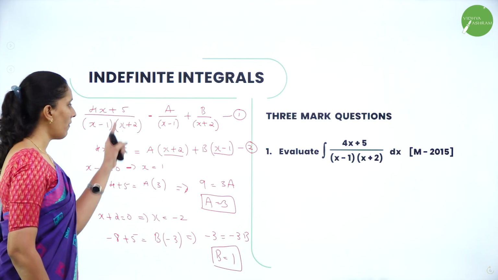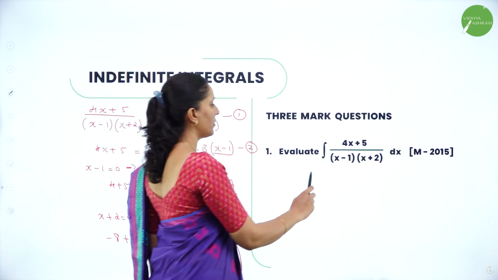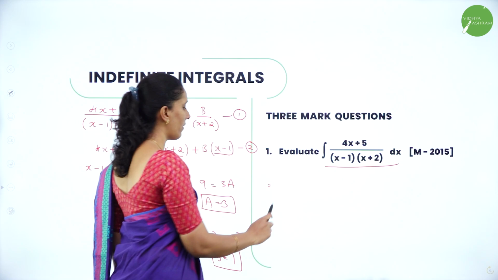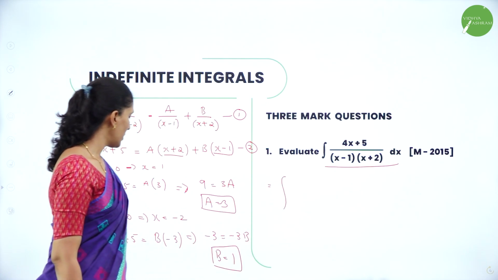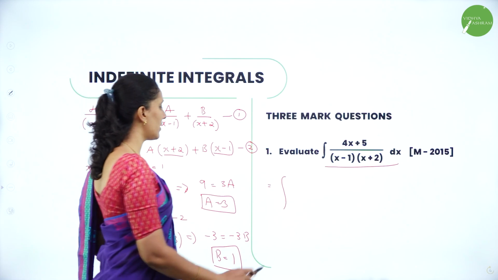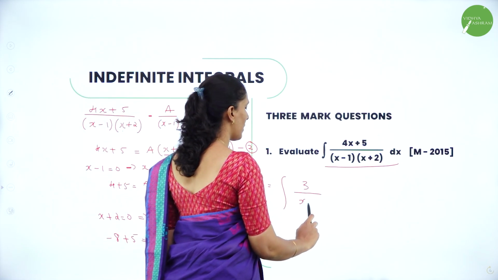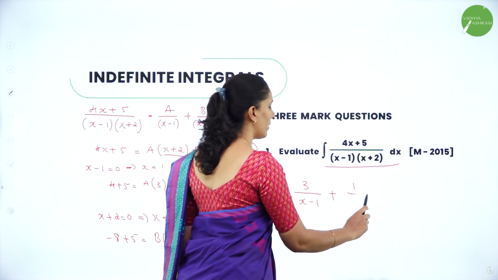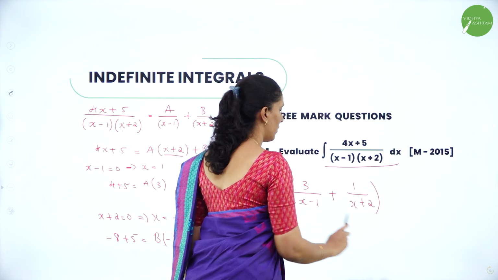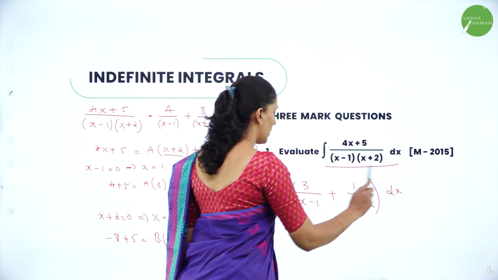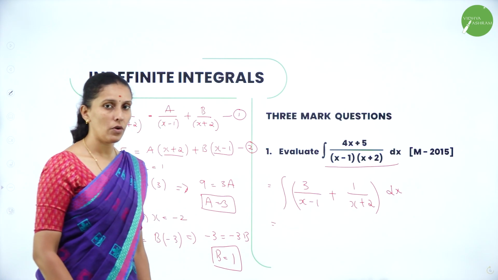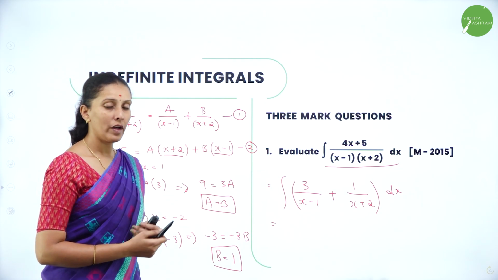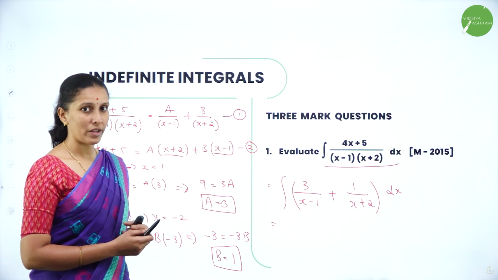So therefore, after simplifying this, the integration can be written, substituting the values, as integral of, what is the value of a? We got 3. So 3 divided by x minus 1 plus, what is the value of b? We have 1. 1 divided by x plus 2 with respect to dx. Now let us integrate it separately. So we know that 1 by x integration can be written in the form of log x, or 1 over ax plus b can be written as 1 by a log ax plus b.